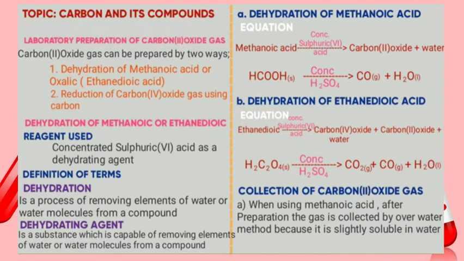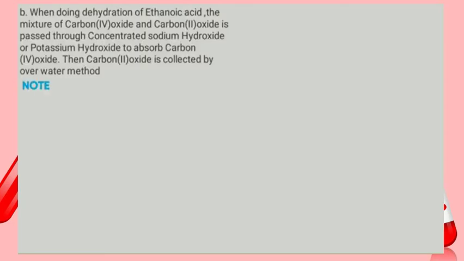Now when you are doing dehydration of ethane dioic acid, because you are forming carbon IV oxide, carbon II oxide and water, the mixture of gases is passed through concentrated sodium hydroxide or concentrated potassium hydroxide to absorb carbon IV oxide, and then the gas is collected by the over water method. Now if this gas is required dry, carbon II oxide is passed through concentrated sulfuric acid or anhydrous calcium chloride, then collected using a syringe.